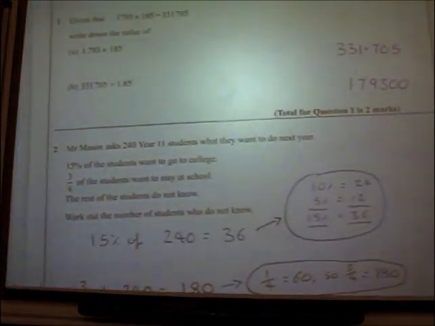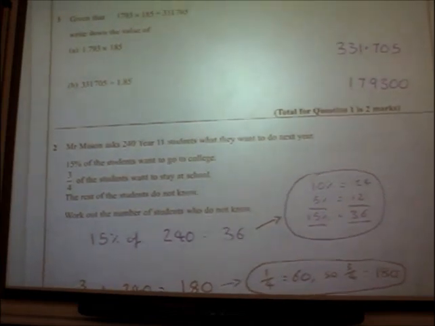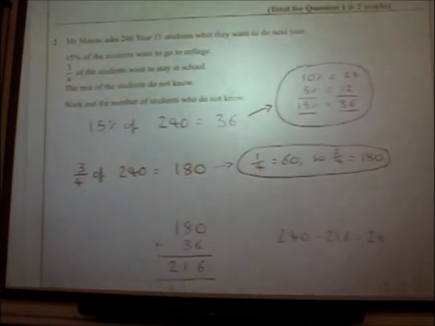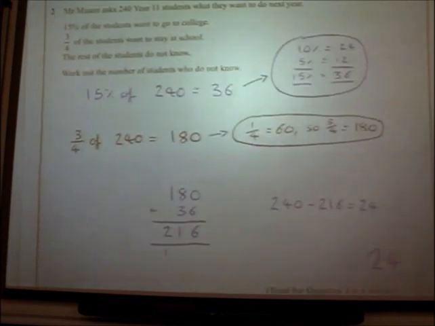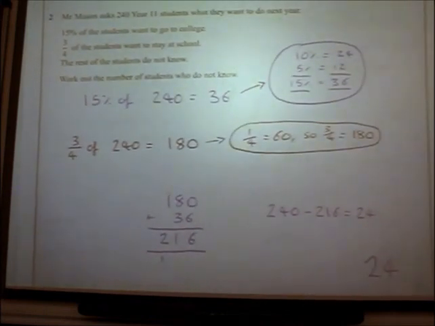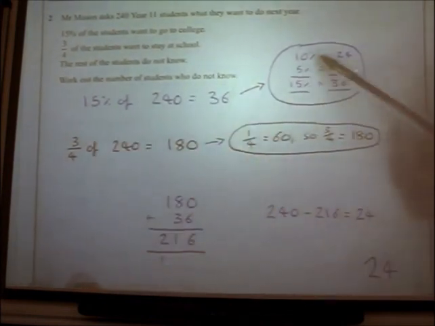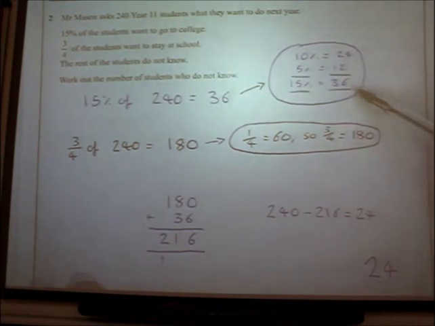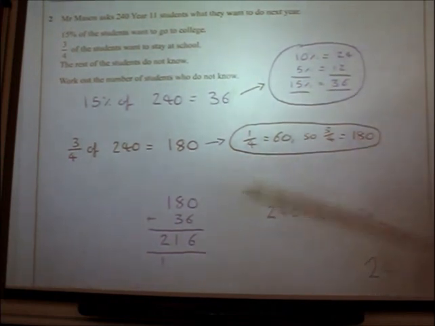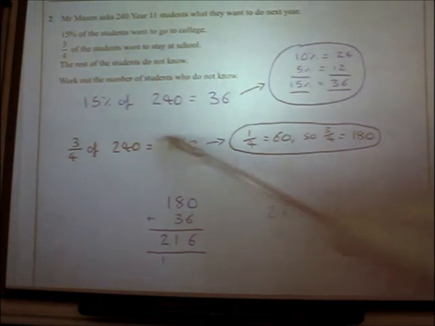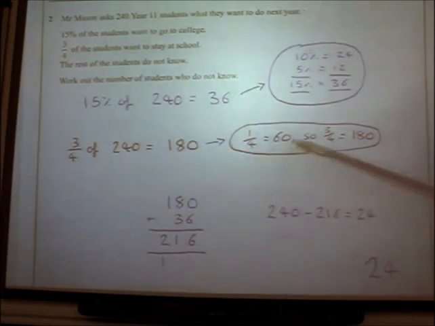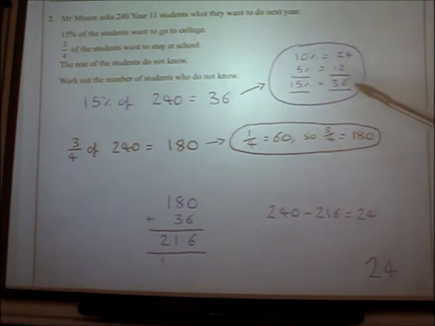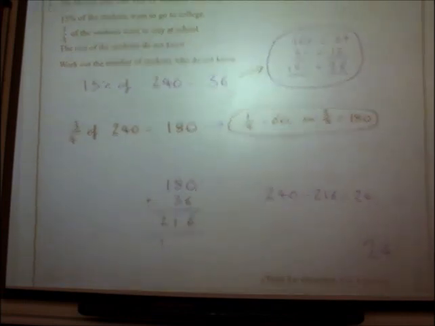Question 2. Mr. Mason asks 240 year 11 students what they want to do next year. Okay, 15% go to college. So work out 15%. I've broken it down into 10 and 5. There's my workings. 3/4 stay at school. So 3/4 is 180. I found a quarter. So 3/4 is when you times it by 3. Added those two up. So 36 and 180 is 216. So how many are left over? Well, there's 24 left over.